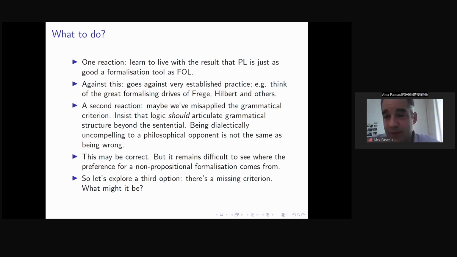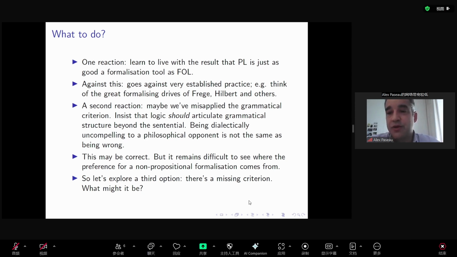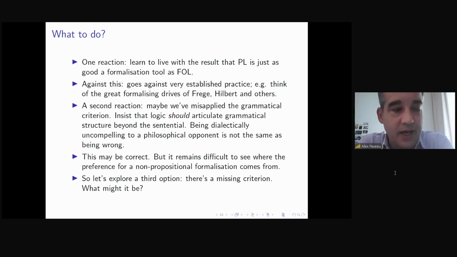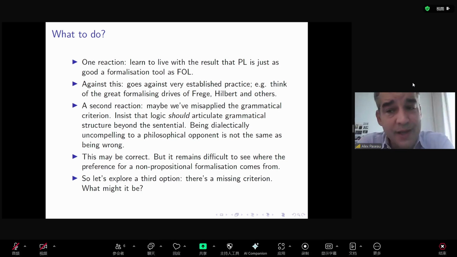to be able to convince them that a good formalization should do that, because that precisely goes against their view. So you're counter-asserting their claim that you only need propositional formalizations to do the job. But just being dialectically uncompelling to them isn't the same as being wrong. Maybe it's just right to understand the grammatical criterion in such a way that favors first-order logic, but nonetheless, you cannot convince a committed propositionalist of this fact. Nonetheless, this might be correct.